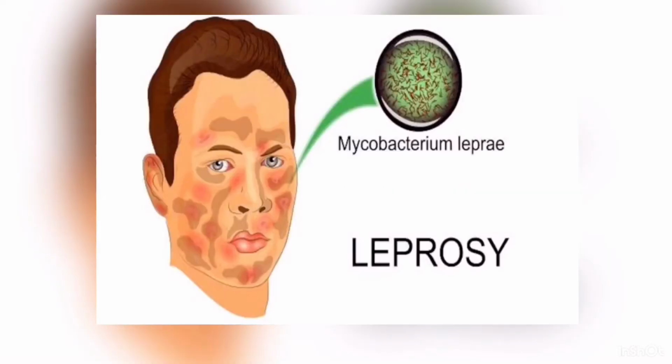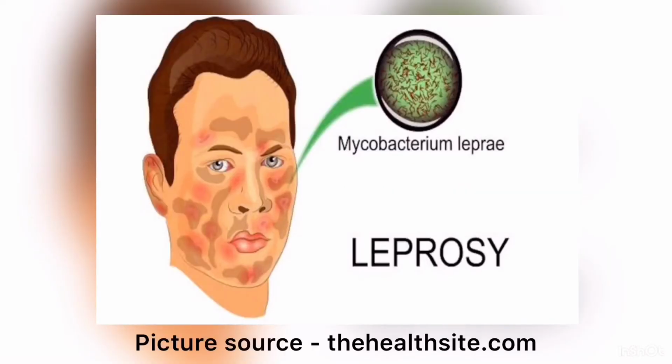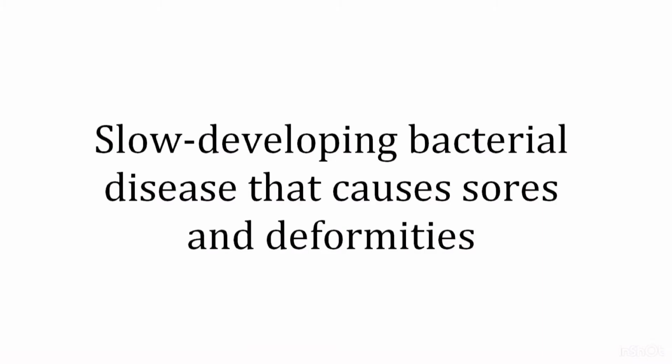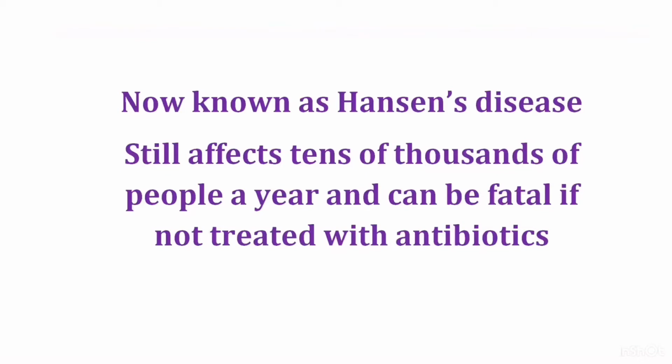The next one is leprosy. It grew into a pandemic in Europe in the Middle Ages. It resulted in the building of numerous leprosy-focused hospitals for accommodating the vast number of victims. It's a slow-developing bacterial disease that causes sores and deformities. Leprosy was believed to be a punishment from God.